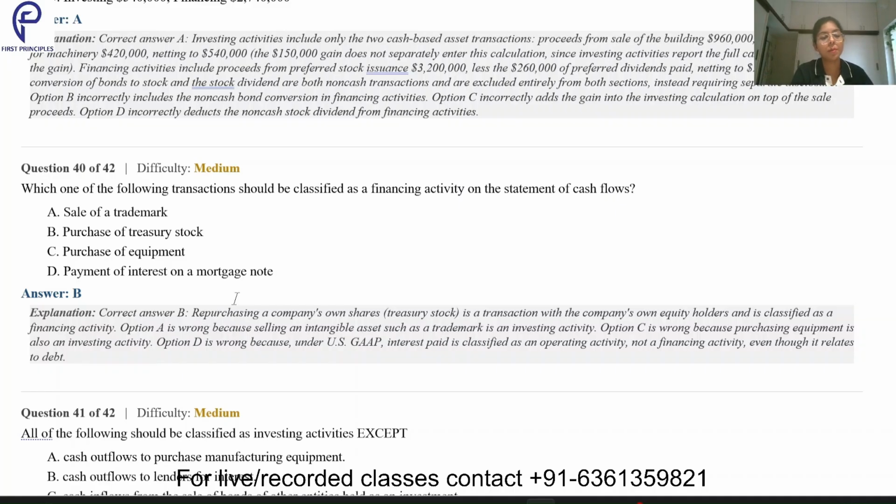Then option C, purchase of equipment. Purchase of equipment will be recorded where? As an investing activity. Sale of trademark will be recorded where? Again, it is also an investing activity. Option D, payment of interest on a mortgage note. Payment of interest or receiving of interest will be recorded where? It will be recorded in my operating activity. So again, only option B qualifies for the financing activity.